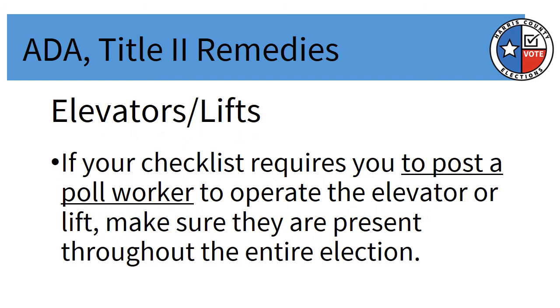If your checklist requires you to post an election worker to operate the elevator or lift, make sure they are present throughout the entire election. An election worker is needed because elevators have visible and audible signs in the hallway indicating the arrival and direction of the elevator. Without this, a voter who is blind or low vision may not understand when the elevator has arrived or its direction.